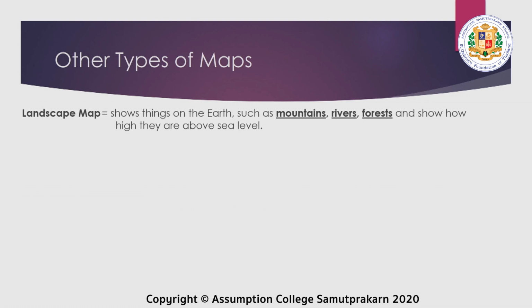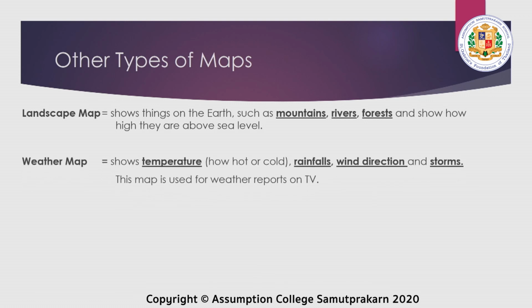The next kind of map is what we call a weather map. How's the weather? It's sunny, rainy, cloudy. That is the kind of map. It shows information like temperature, how hot, how cold. It also shows rainfall. Is the rain heavy or not so heavy?